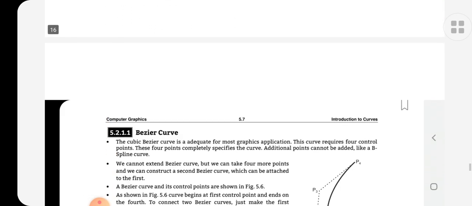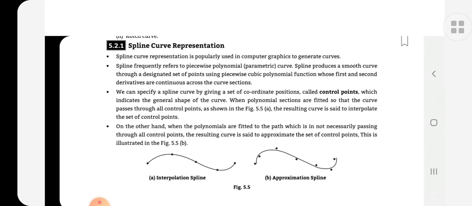So now, the first is the spline curve representation. The spline curve representation is popularly used in computer graphics to generate curves. Spline frequently refers to a piecewise polynomial parametric curve. The spline produces a smooth curve through a designated set of points using piecewise cubic polynomial functions whose first and second derivatives are continuous across the curve sections.